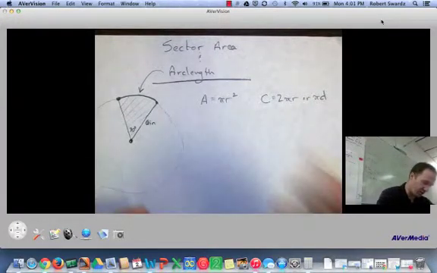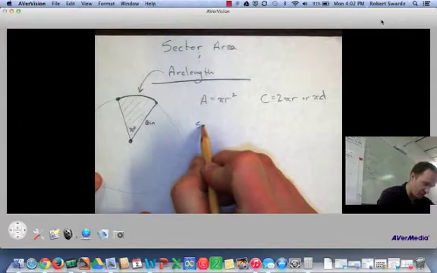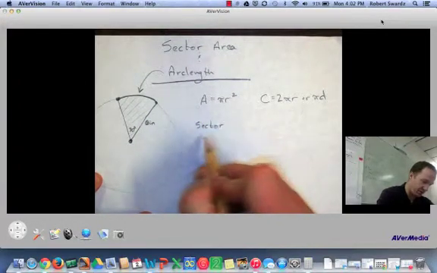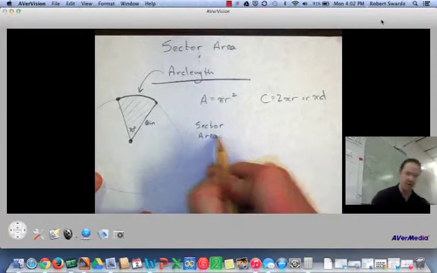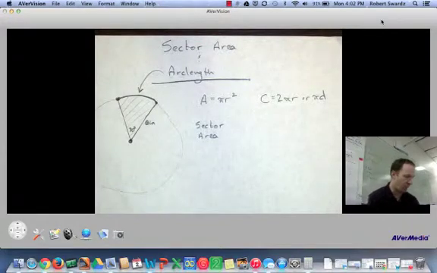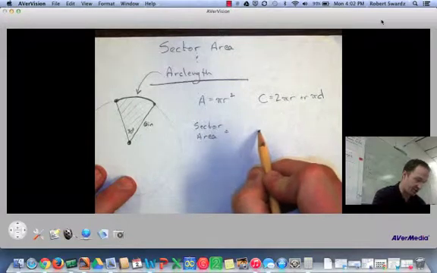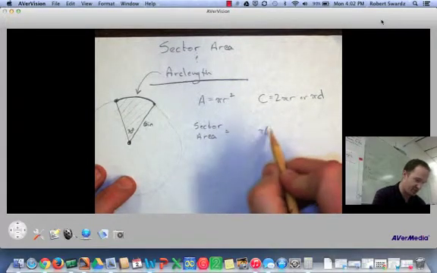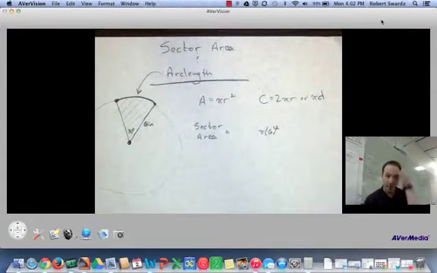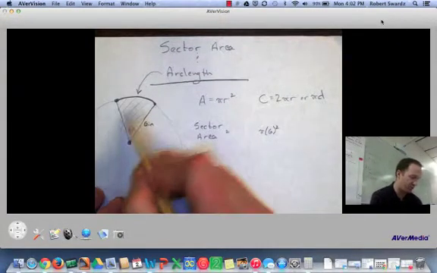Now, for sector area, we don't want the area of the whole pizza. We only want part of it. So sector area is about area, so we would take pi times 6 squared. But again, we don't want the whole pizza, the area of the whole pizza. We only want the area of this one piece.